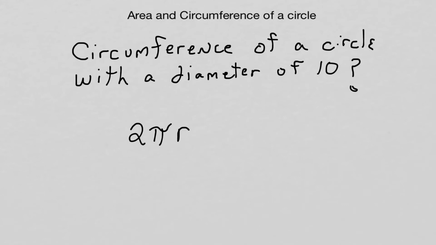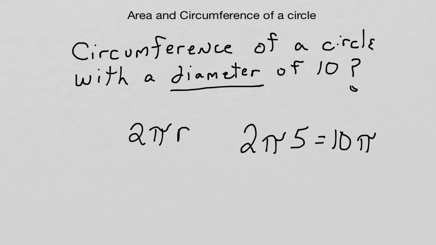Next question. Circumference of a circle with a diameter of 10. This is where people are going to make a mistake because they're going to be in a hurry to get this done, and they're not going to pay attention to the word diameter. Remember, diameter is 2 times radius. So the radius of a circle with a diameter of 10 is going to be 5. To set up our equation, 2 times pi times r, where r is 5. That makes the circumference 2 times 5, which is 10 times pi.